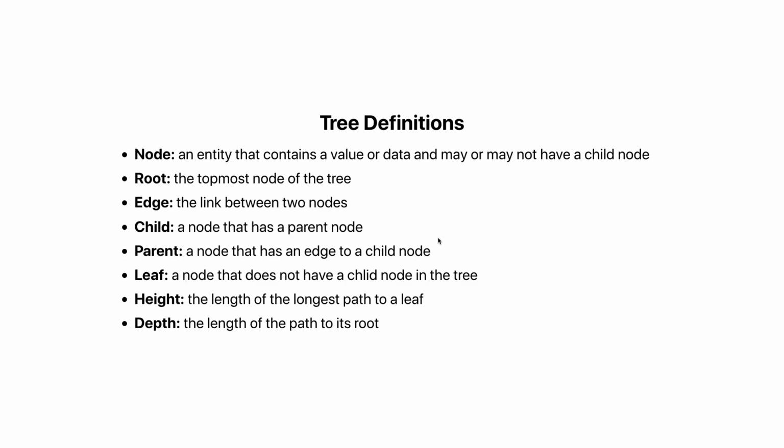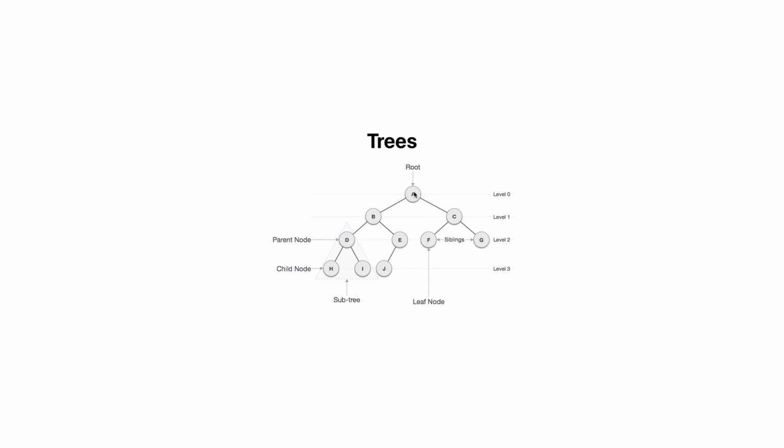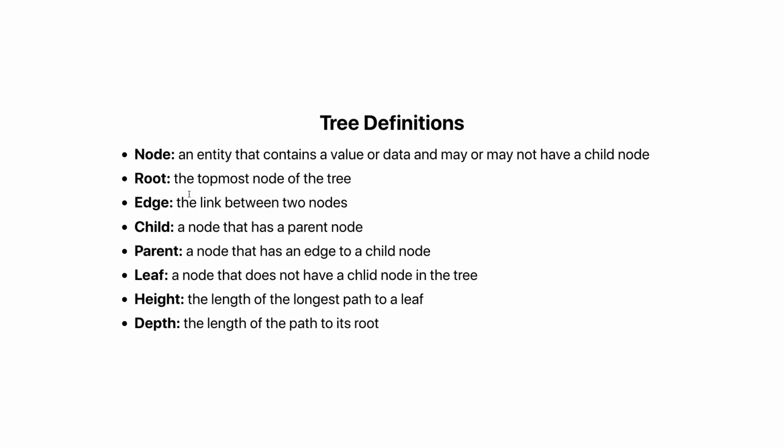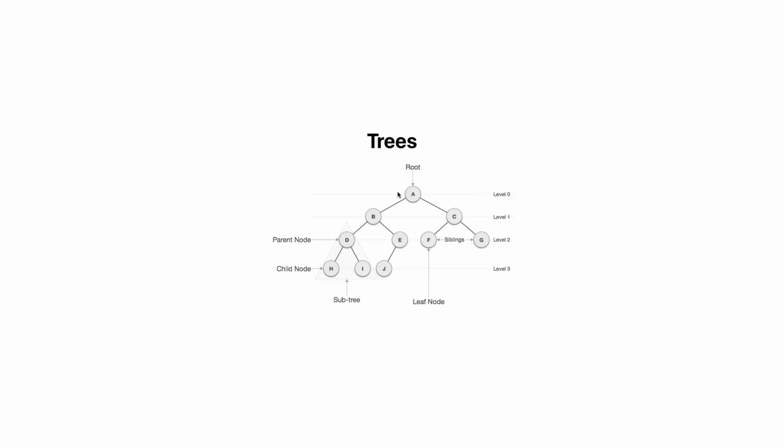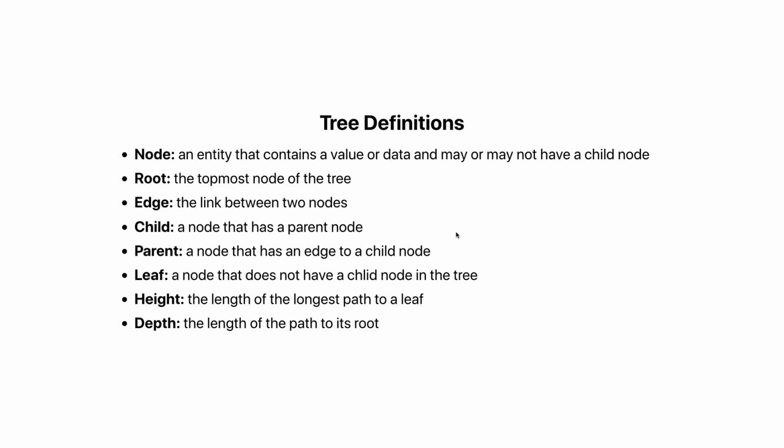We have a whole bunch of definitions. So we have node, root. That's just the topmost node in the tree. So that's kind of like your entry point to it. An edge is the link between two nodes. So these lines in between each node, those would be edges.